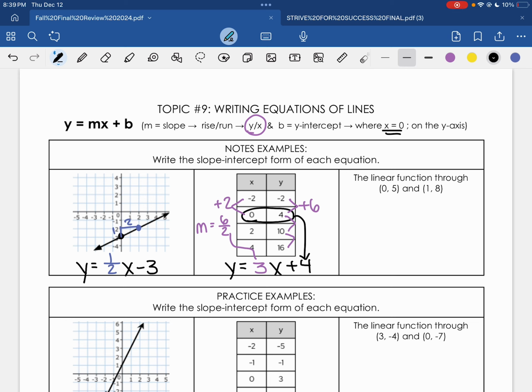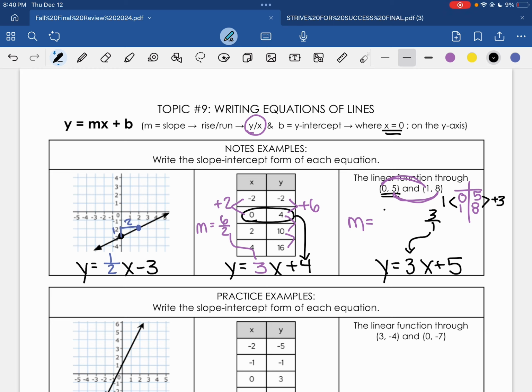The last one, this is going to be your y-intercept because, again, x is 0. All I need to do is find my slope. If you have 2 points, you're going to subtract the y values and subtract the x values. You can also write them like a table, so that then you can use the same method we used on the left, where you're looking at the y's are going up by 3 and the x's are going up by 1. So your slope would be 3/1, or just simply 3.